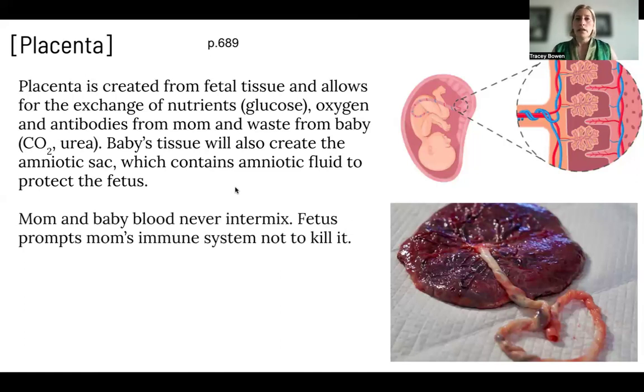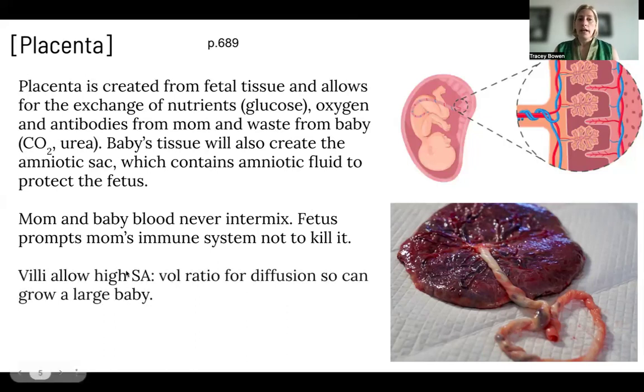The mom and the baby's blood never mix. The fetus produces chemicals that prompt the mom's immune system not to attack the placenta. And so the mom's immune system is a little bit reduced here so that it's not attacking the placenta. Otherwise, the mom would view the placenta as an invader. It's not her cells, and that's the purpose of the immune system. The baby's and mom's blood can never intermix because the baby might not be the same blood type as the mom, and that would potentially kill the mom as well as the baby.